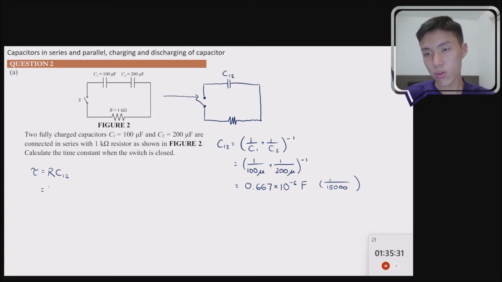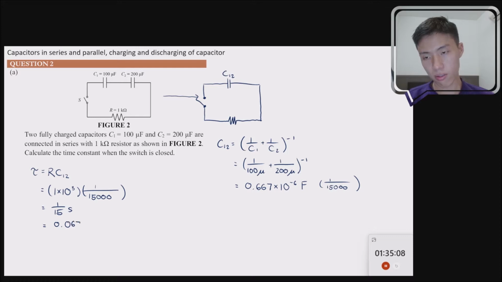You can proceed to substitute inside. Your R is 1 kilo, so 1 times 10 to the power of 3, 1 kilo ohm. C12, just now I said, is 1/15,000. So from here I get that my time constant is 1/15 second, which is equivalent to 0.067 second. Okay, so that's it. That's how you determine time constant. Find the effective capacitance or equivalent capacitance first before you use your tau is equal to RC.